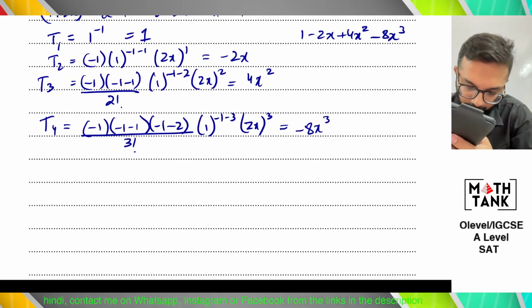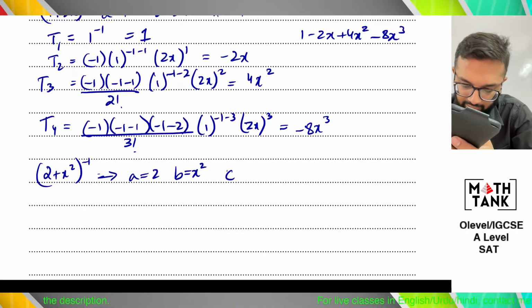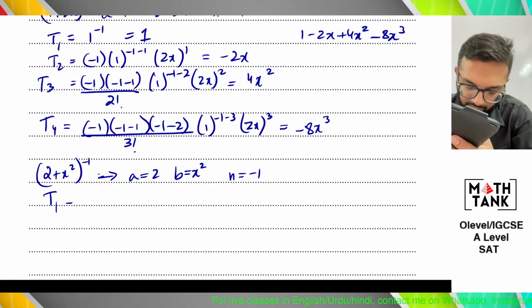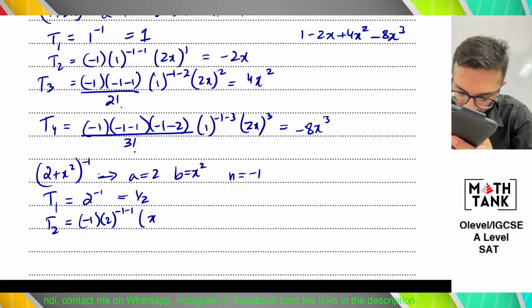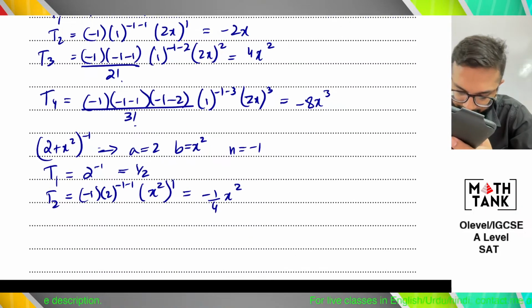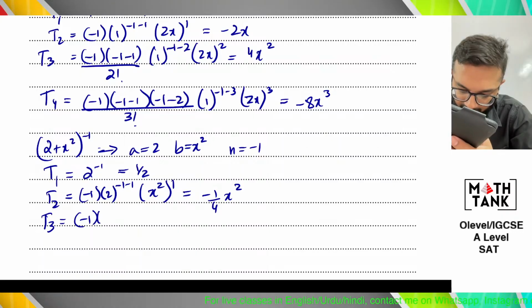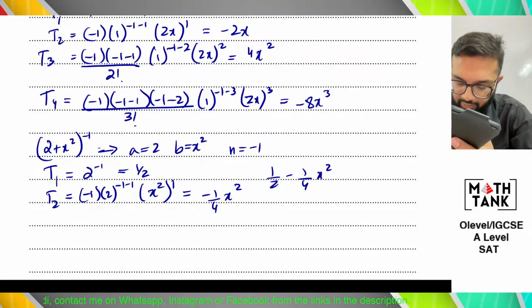The other expansion is 2 plus x squared power minus 1. So a is 2, b is x squared, and n is minus 1. The term number 1 is a power n, it's half. Term number 2 is n, a power n minus 1, b power 1, so minus 1 over 4x squared. Term number 3 should be irrelevant, I think, because it's going to give me x power 4, which I don't need. So it's just going to be half minus 1 over 4x squared.